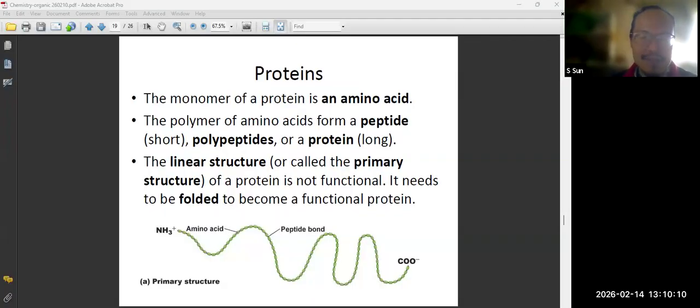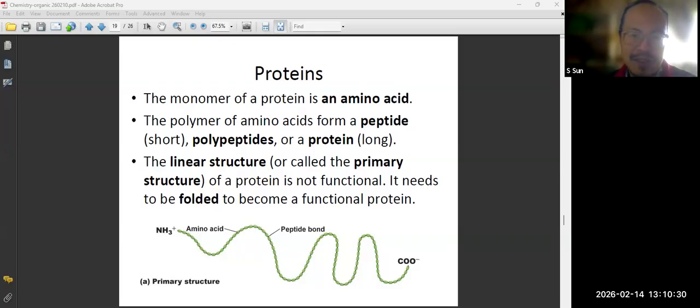All right, guys. We continue our organic chemistry portion. So the next step is the protein. We only have two more to go: protein and the nucleic acid. Protein is another very important organic compound, or organic molecule.